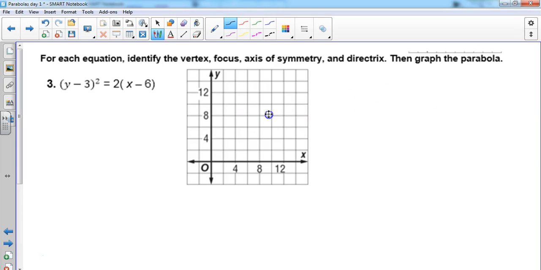What do you notice about these? Can you type this in your calculator? Yes. Can you type this in your calculator? No, it's not a function. This particular one has a y squared, so it opens sideways. So it is not a function.